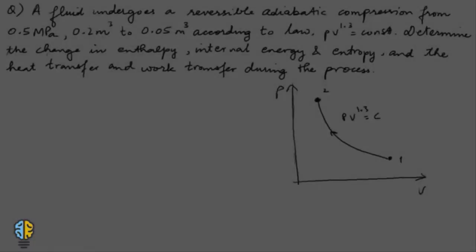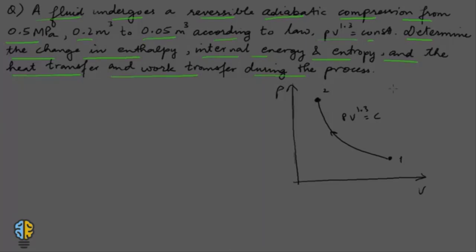Now let's look at question number 2 on entropy. The question states: a fluid undergoes a reversible adiabatic compression from 0.5 megapascals, 0.2 meter cube to 0.05 meter cube according to the law PV^1.3 = constant. Find out the change in enthalpy, internal energy and entropy, and the heat transfer and work transfer during the process.